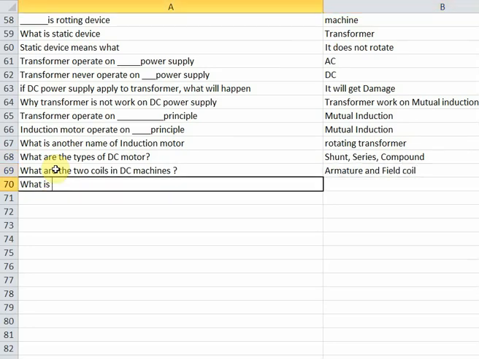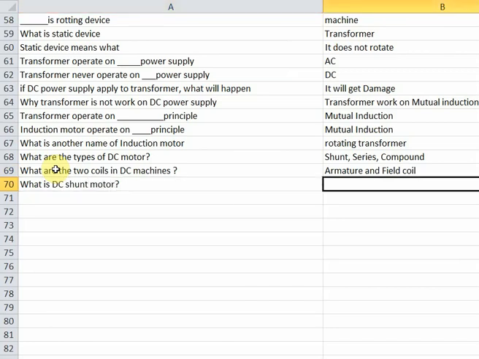What is a DC shunt motor? Armature and field coil connected in parallel. Another name for shunt is parallel. Good.